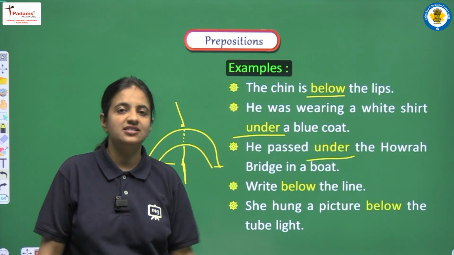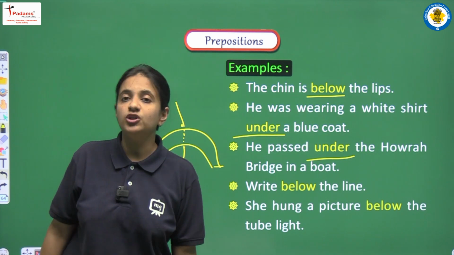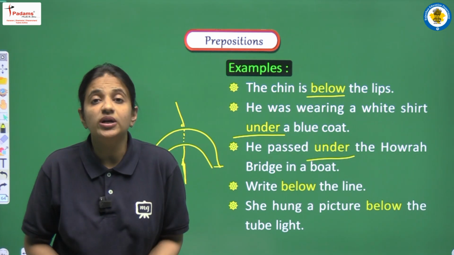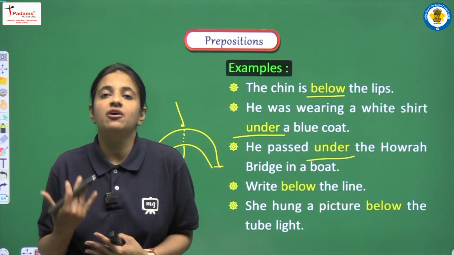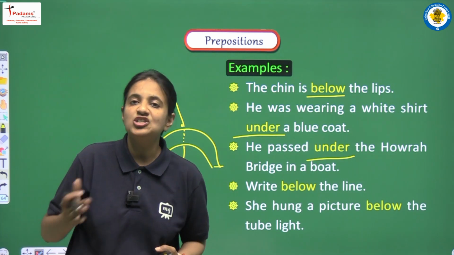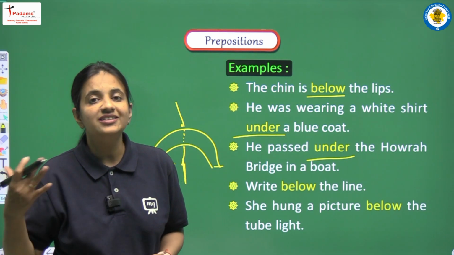सो अगेन आई एम रिपीटिंग दिस थिंग दैट बिलो एंड अंडर, they both show the position that is lower than, but with the help of under we can show the feeling of covering. We can show that something is totally covered by the other thing.